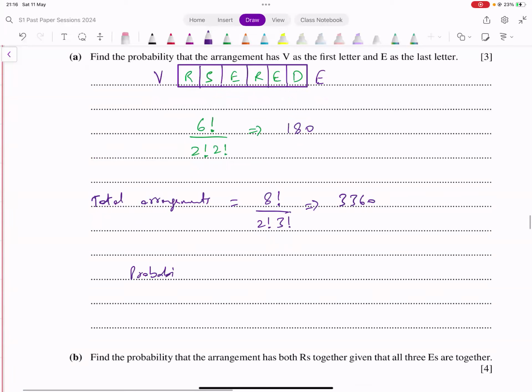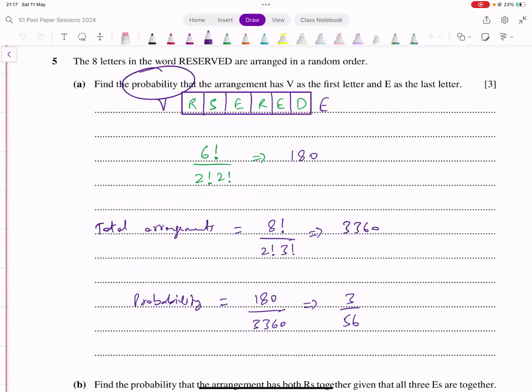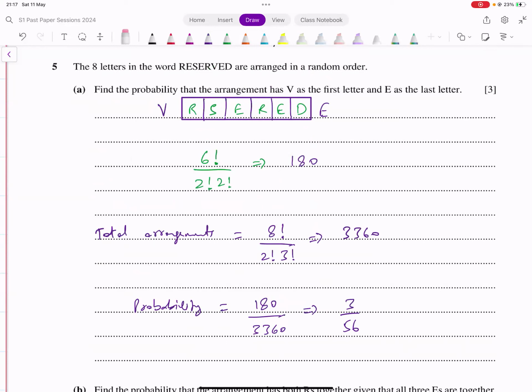Divide these two numbers and see what that is. 180 divided by 3360. That will be the probability. That's 3/56, and that's what we were looking for in the first part. Okay, pretty straightforward. Just make sure that you find probability and not just the number of possible arrangements. We have to find probability here. Okay, that's the result that we get. Okay, now let's move on.